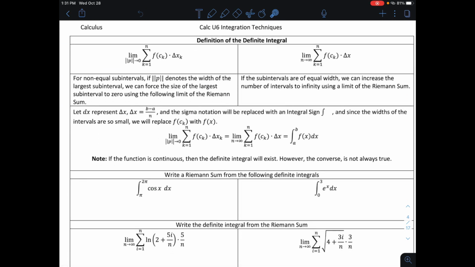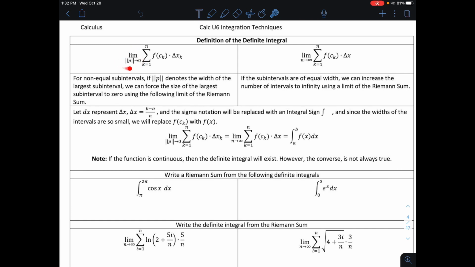As I increase the number of rectangles towards infinity, we are getting a better and better approximation of that curve, and we saw that with Desmos. There's an alternate notation on the left-hand side, which represents the width of the largest subinterval. As we increase the number of rectangles, or subintervals, to infinity, the largest subinterval is going to approach a size of 0.